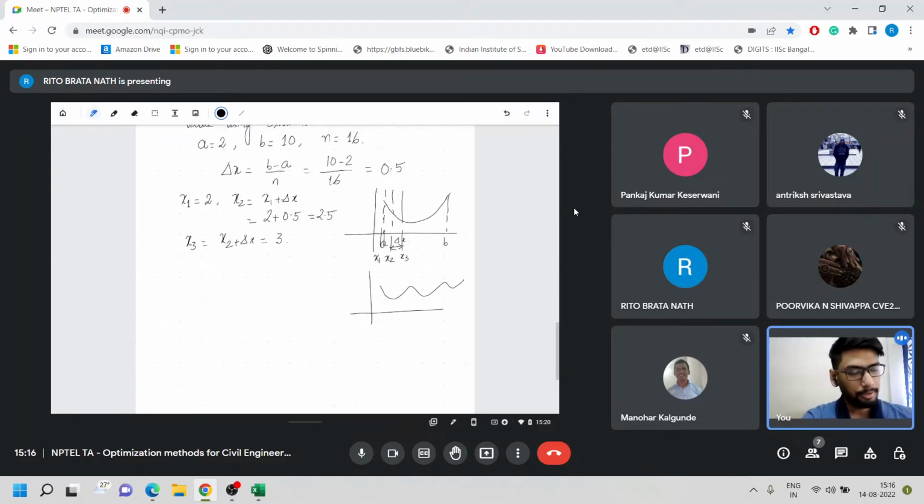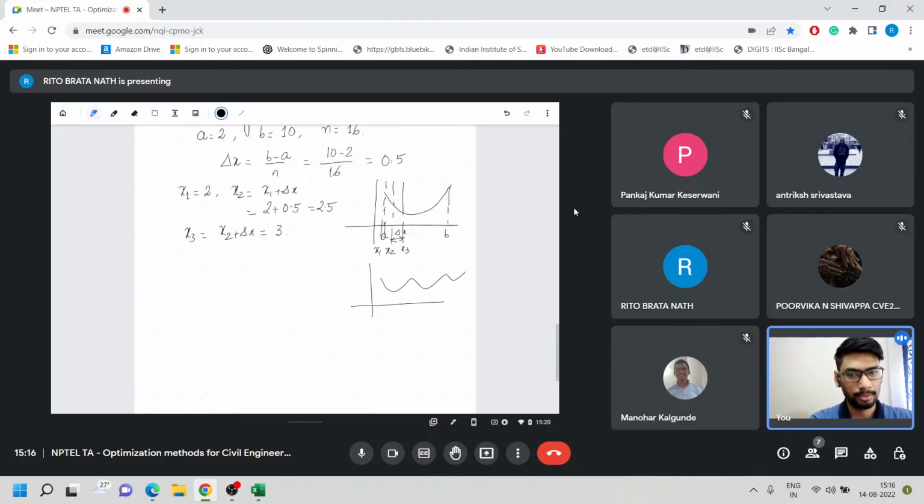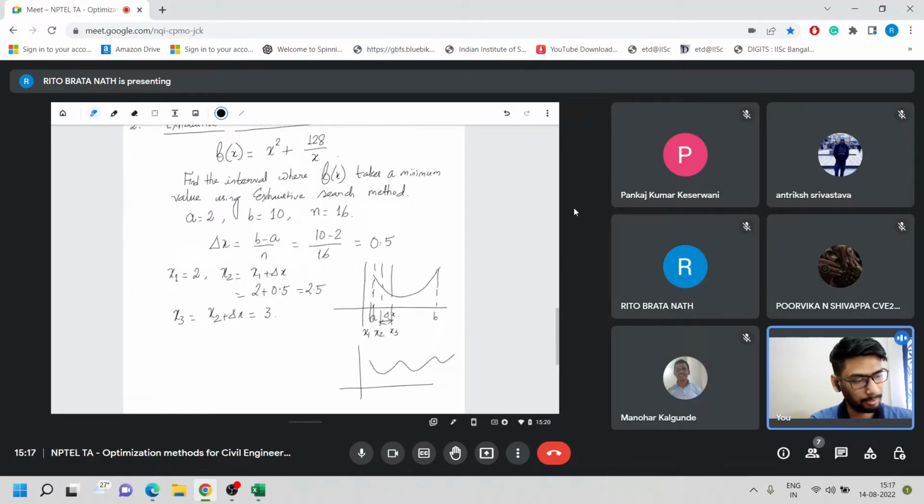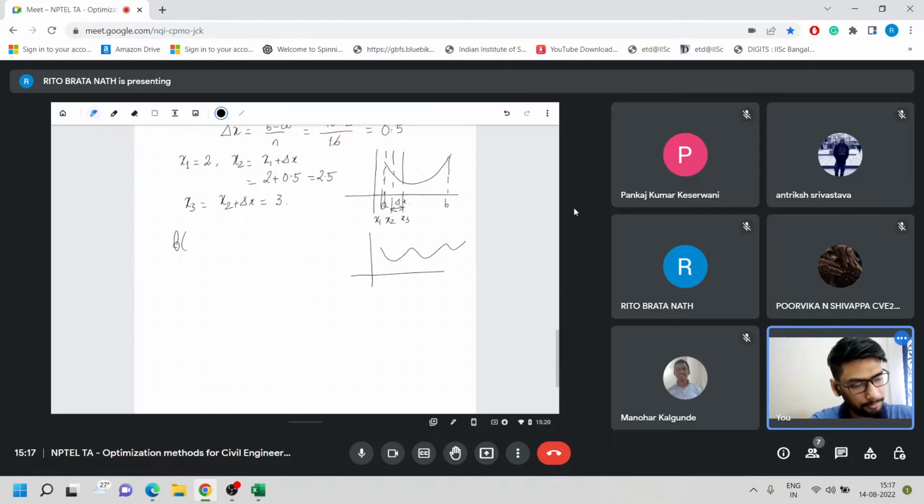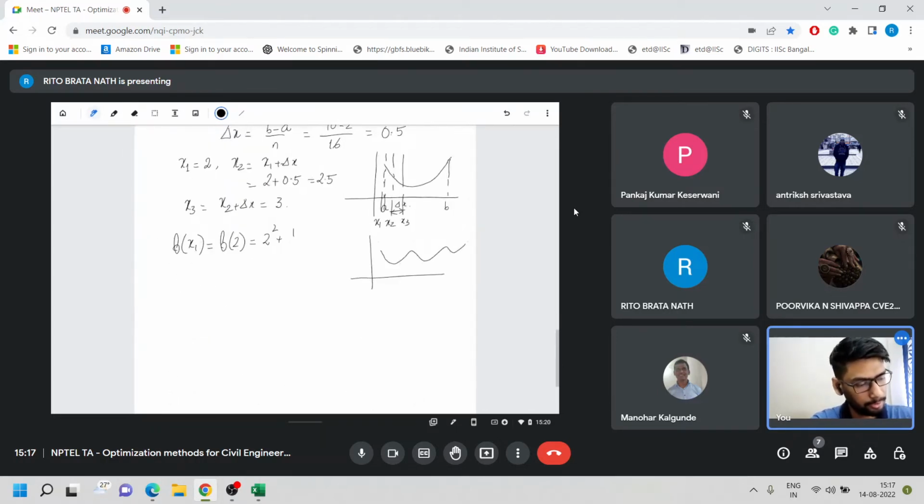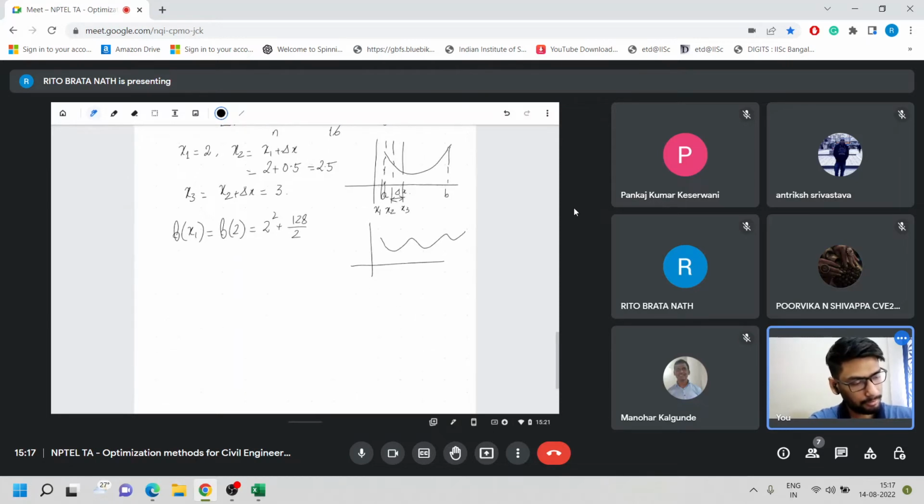So now you have these 3 points, and you have to evaluate your function at these 3 points. So what I have is x squared plus 128 by x. So your f(x1) is f(2), so it's 2 squared plus 128 by 2. Your f(2.5) is 2.5 squared plus 128 by 2.5. Your f(3) is 3 squared plus 128 by 3. So I need to calculate these values.